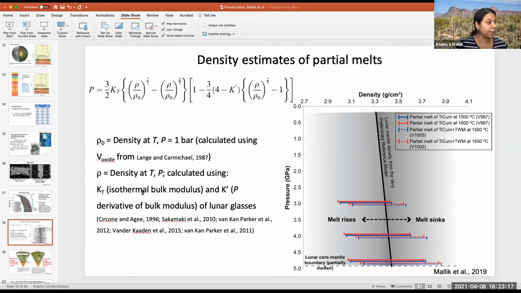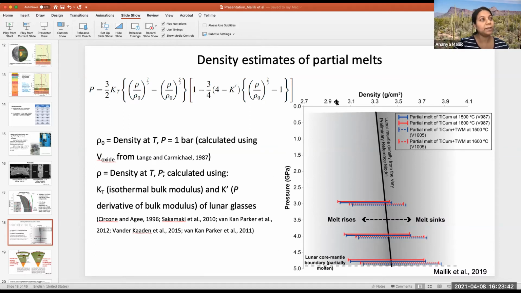And then the other input would be the isothermal bulk modulus and the pressure derivative of the bulk modulus for different lunar glasses that have been derived from experiments before. Now, as it turns out, the bulk moduli actually have a range in literature. And what that means is that the output, which is the density at the desired temperature and pressure, we obtained a range in the outputs right here.